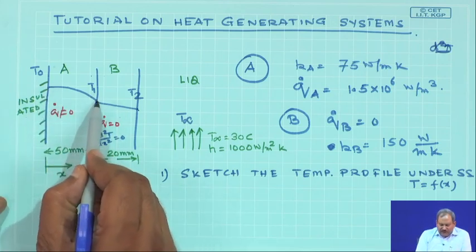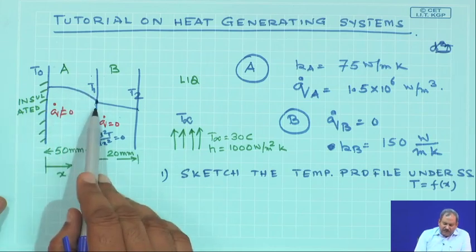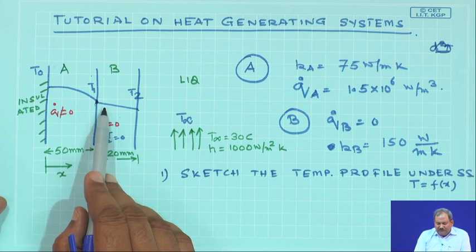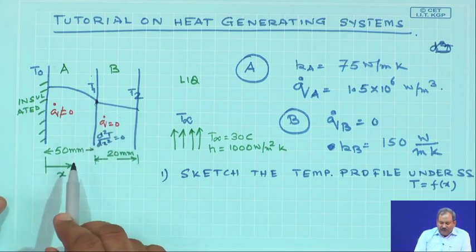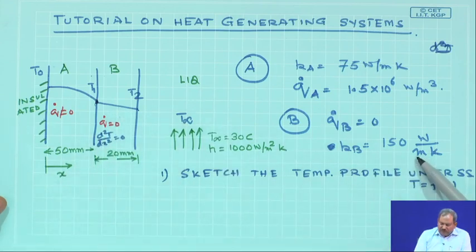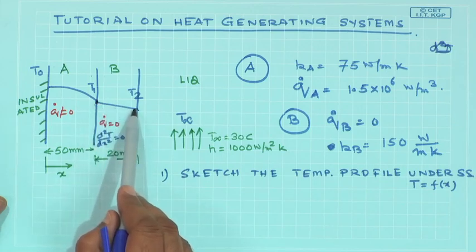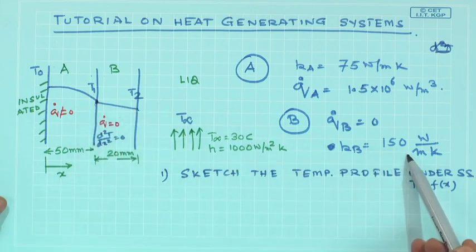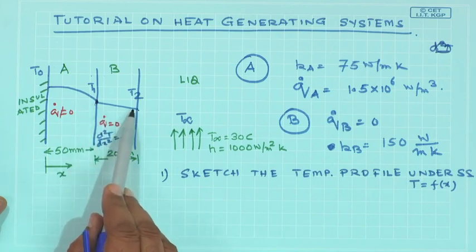Obviously there is continuity between the two. So, T1 on the A side of the interface must be equal to T1 on the B side of the interface, but from this point onwards it is going to be linear. And of course, the value of thermal conductivity would also tell us the gradient of this line. The higher the value of thermal conductivity, the lower would be the slope of this line.